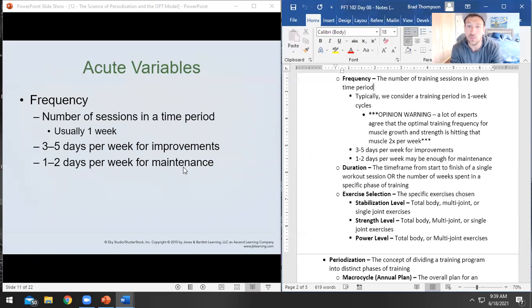I'm not saying you need to work each body part 3 to 5 times in a week. That's not what I'm saying. But exercise in general about 3 to 5 days per week. Now, I did put a little note up here. This is an opinion warning.